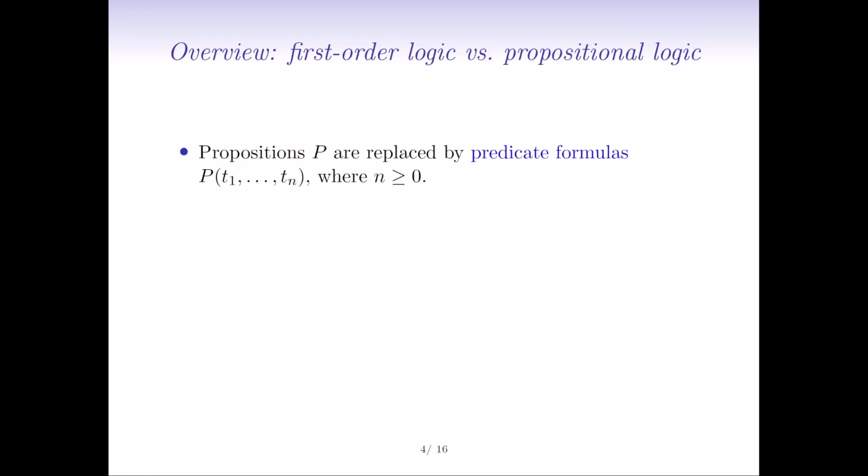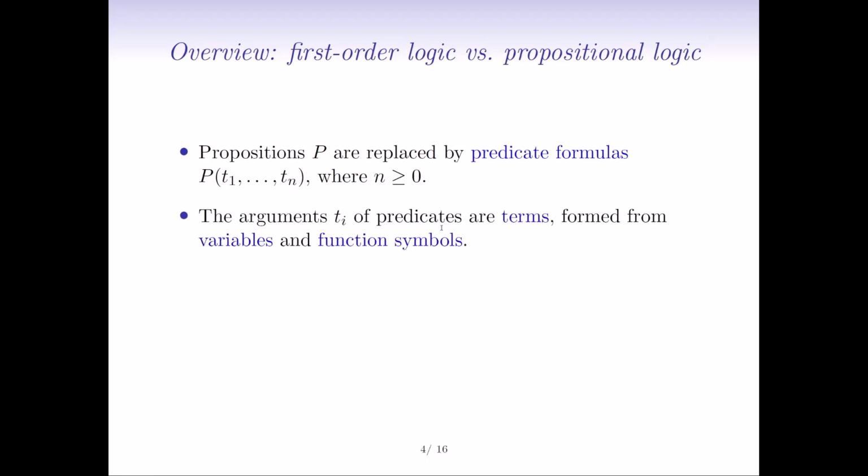So the first headline is that instead of the propositional letters or the proposition variables P, Q, and R, and so on that we had before, we're now going to have these more general predicate formulas, which are of the form P with some arguments. The symbol, the predicate P, has n arguments. So P is a predicate symbol. It takes n arguments, and the arguments are given by these T's.